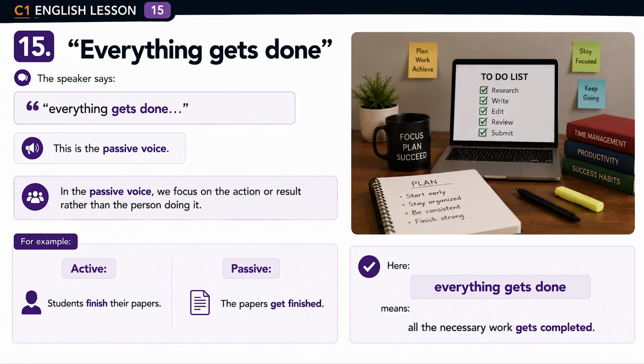Everything gets done. This is the passive voice. The active form is I get everything done, but the passive form is everything gets done. In the passive voice, we focus on the action or result rather than the person doing it. For example, students finish their papers. This is the active form. On the other hand, the papers get finished. We focus on the action or the result. Everything gets done means all the necessary work gets completed. All the necessary work gets completed.